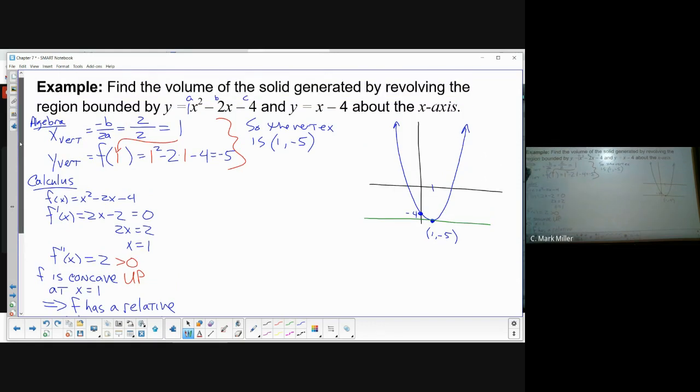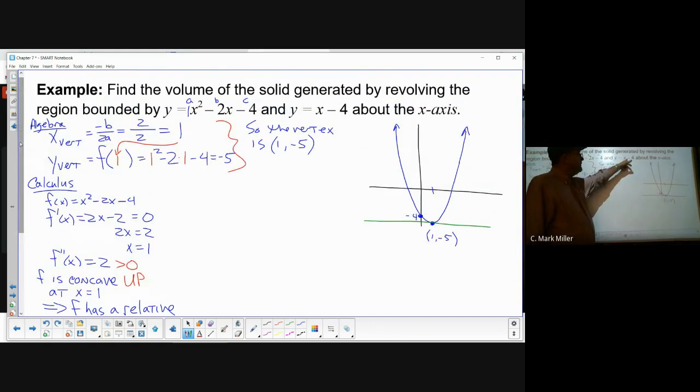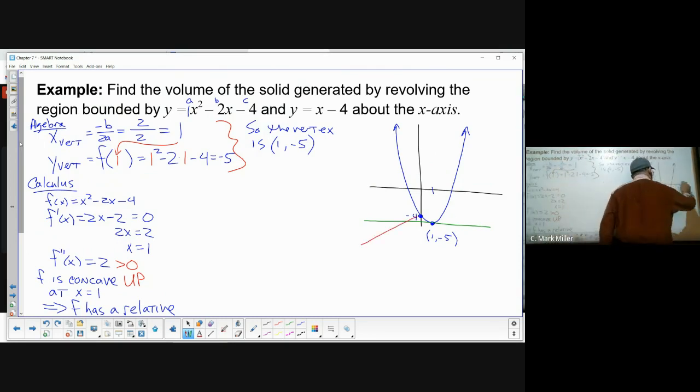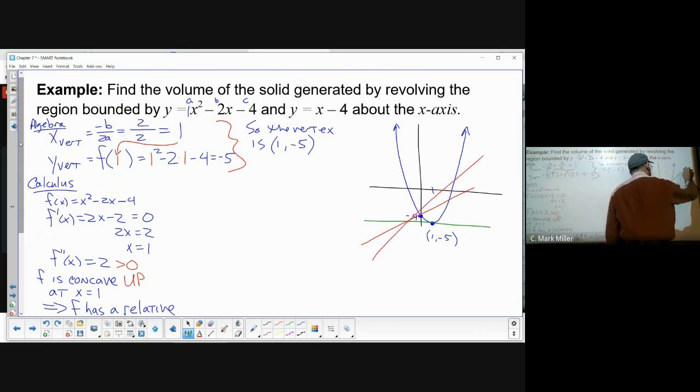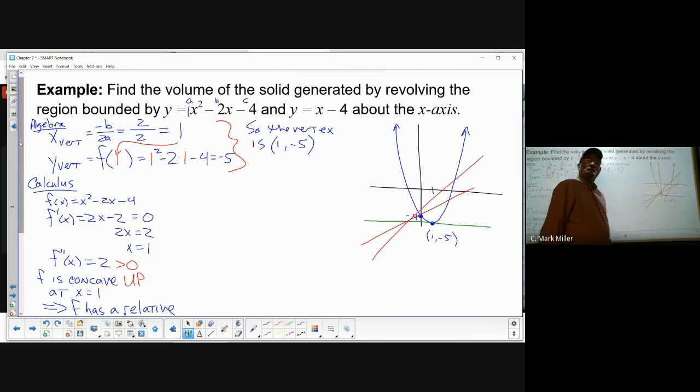How about this line right here? y equals x minus 4. Well, it's going to go, don't write it in your paper, it's going to go like that. It's going to go through minus 4, with a slope of 1, right? The question is, where does it intersect this? Does it intersect it down here, or does it go up like that and intersect up there? How do we know?